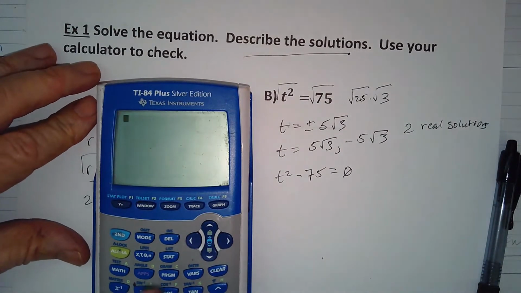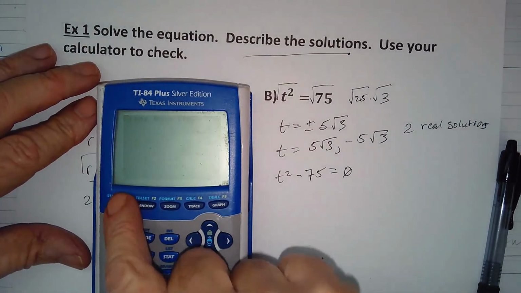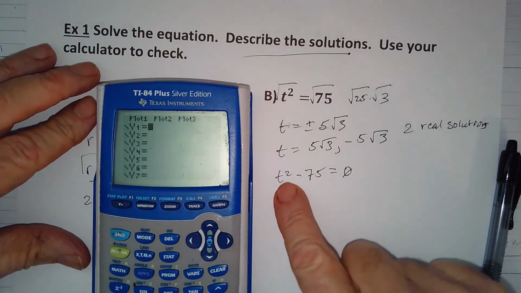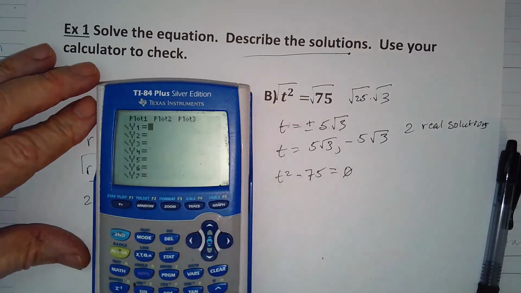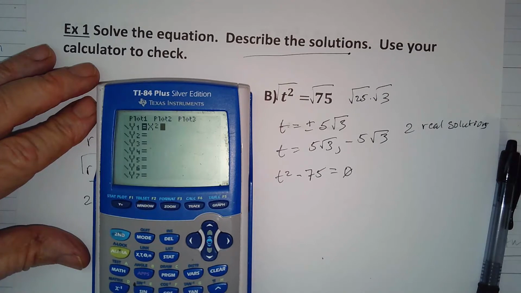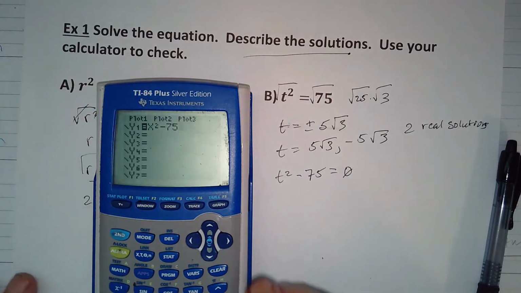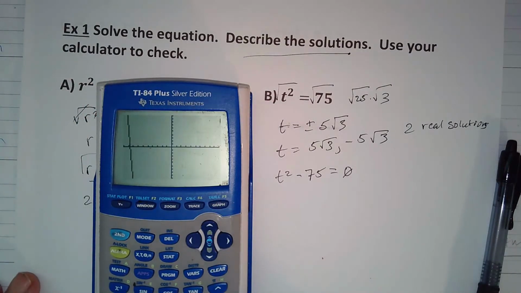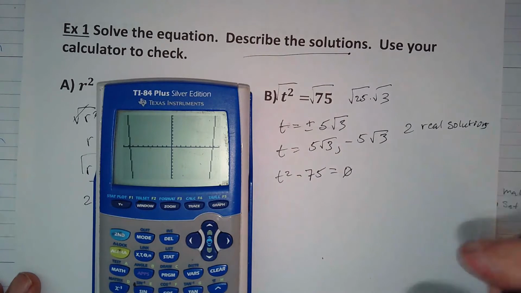So I turn on the calculator. I'll go up here to y equals, and then instead of t, we'll use x because that's all the TI-84s really support, these old ones. So x squared minus 75 is what we want. So x squared minus 75. Okay, so when we hit graph, we get the solutions here.